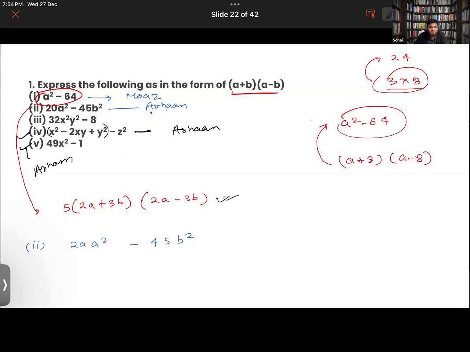7 plus x into 7 minus x, minus 7 plus x times 7 minus 7x, minus x. Okay, -1. And this is now 7 plus x times 7 minus x. That's it.